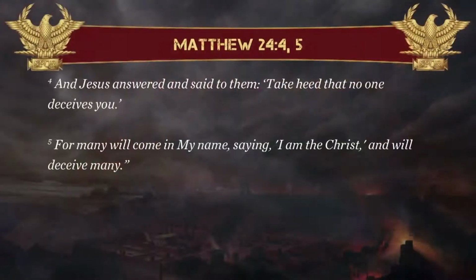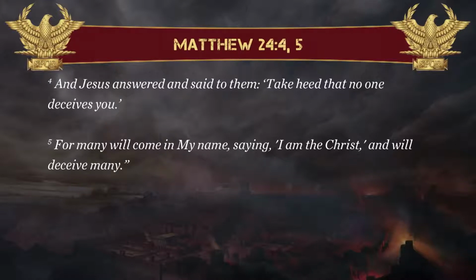Matthew chapter 24 and verse 4, this discourse is being given by Jesus to his own disciples. They are alone there on the Mount of Olives. And we're told in Matthew 24 and verse 4, and Jesus answered and said to them, take heed that no one deceives you. He's speaking to his disciples. Make sure no one deceives you.